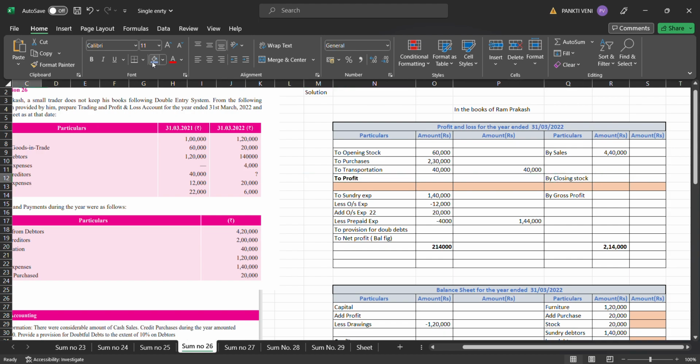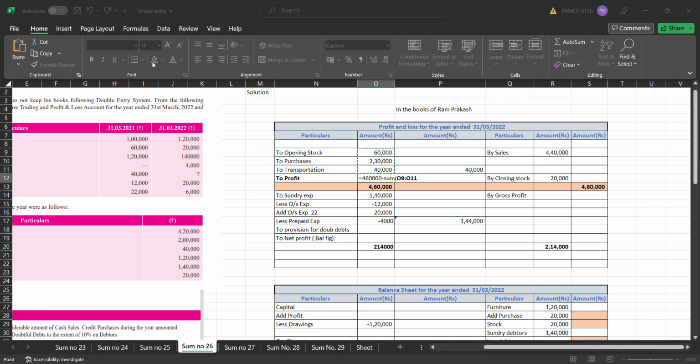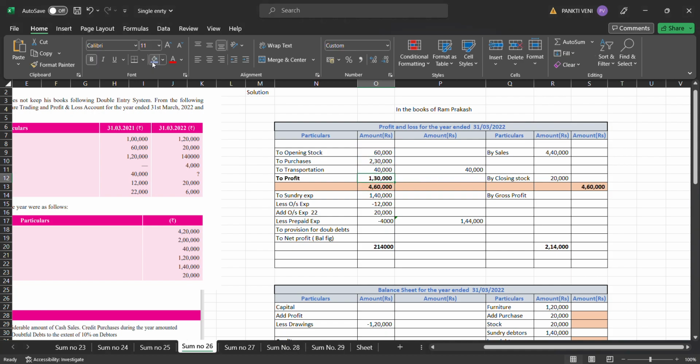Closing stock I'll get from my first table, closing balance sheet, that is 20,000. Okay, so this much is done. Please close this. So I'll get 4,60,000 here, 4,60,000 here. If I remove this, 4,60,000 minus the sum of this, I have 1,30,000. Okay, 1,30,000 is my profit.